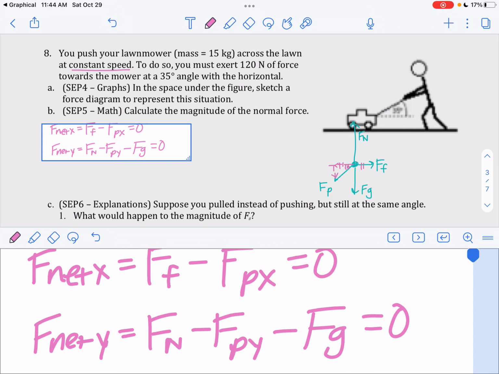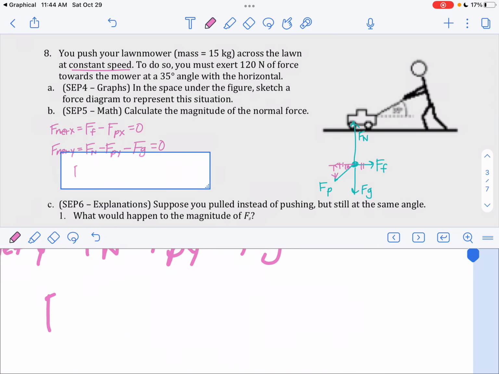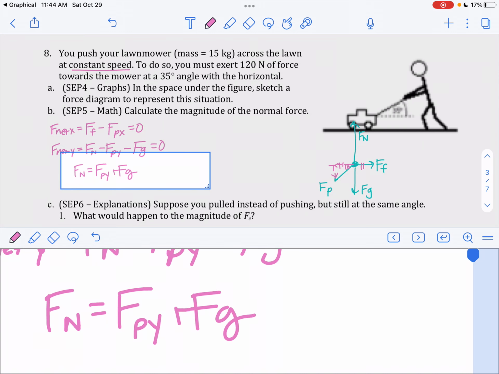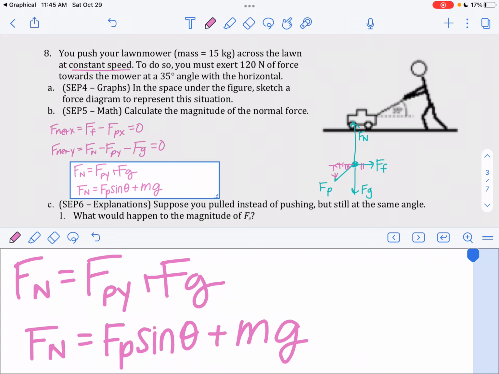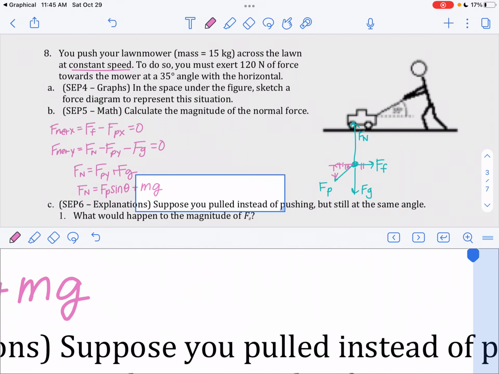And then I want to calculate what the magnitude of the normal force is, so I'm going to use my F net Y. And so Fn would be equal to Fpy plus Fg. And so I'm going to start to break those down. So Fpy was going to be the push force times, it looks like it's the opposite, so sine theta, plus the mass of the lawnmower times gravitational field strength. And then I'm going to start to plug stuff in based on the information that I'm given.